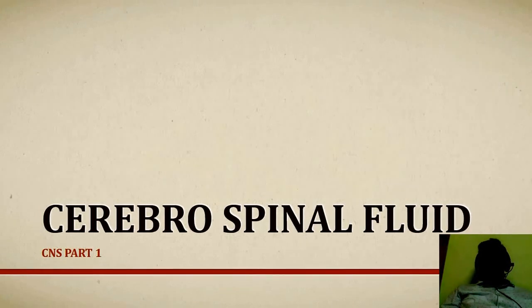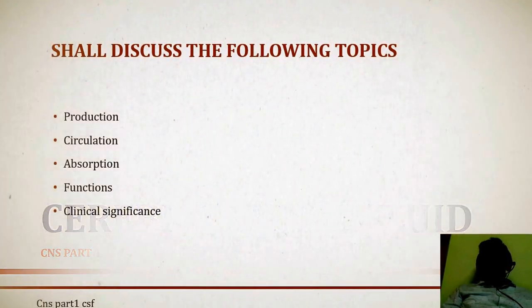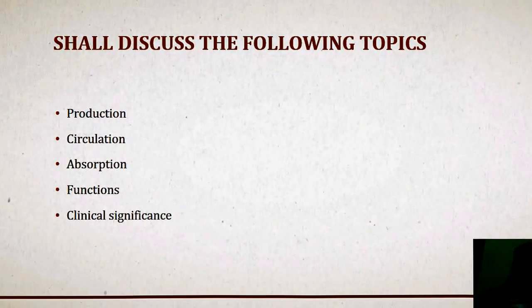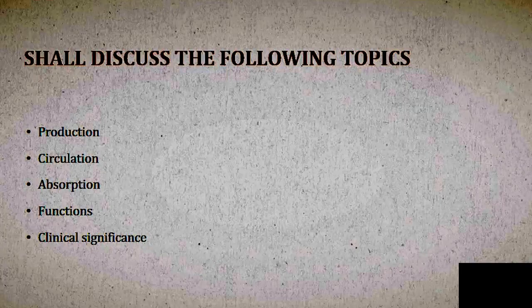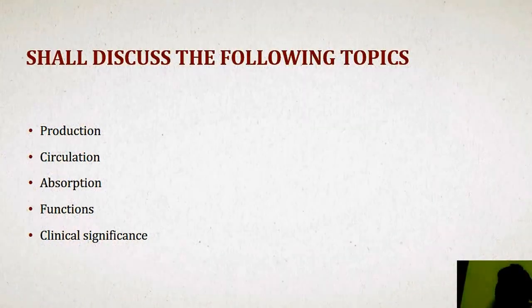This is part 1 of the lecture series of the central nervous system. We will continue to discuss the cerebrospinal fluid. How does it get produced? How does the circulation occur? How does the absorption occur? What are the functions of the CSF? And most importantly, what is the clinical relevance?